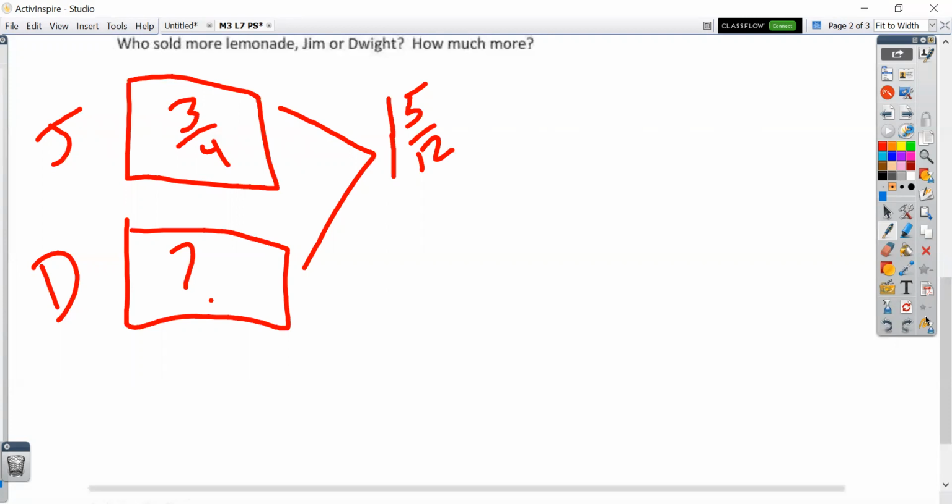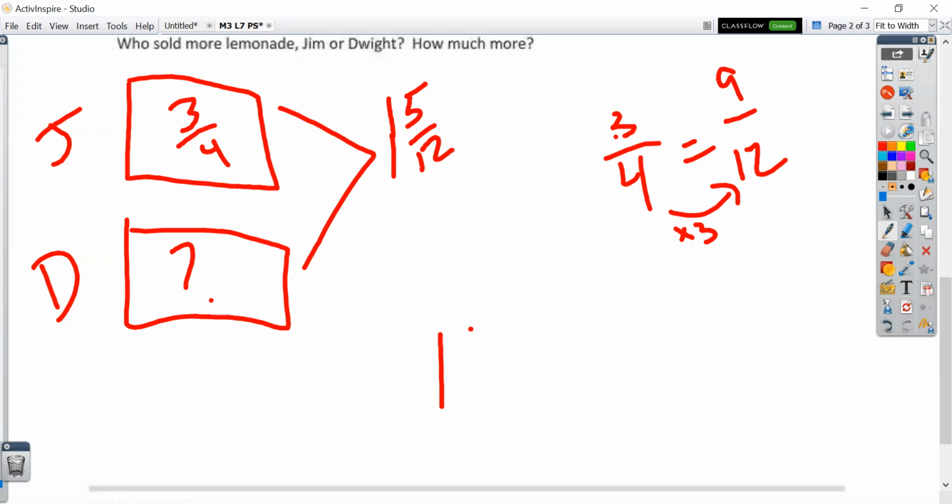Well, it's always best to use the smallest common unit. So let's convert these into 12. So, 1 5/12 is already 12s, but let's convert 3/4 to 12s. Well, what did we do to the bottom to get to 12s? We multiplied by 3. So the top 3 times 3 is going to give us 9. Great. Well, we have 1 5/12 minus 9/12 now.